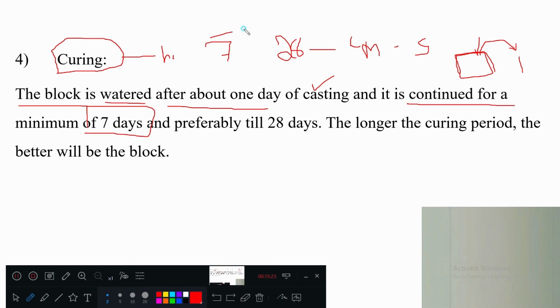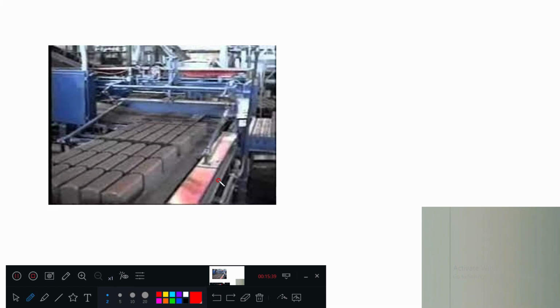So what I have said, preferably 7 to 28 days. The longer the curing period, the better the block will be. In this one, you can see the manufacturing process is continuously happening. The concrete blocks are prepared continuously, a typical complete manufacturing unit.